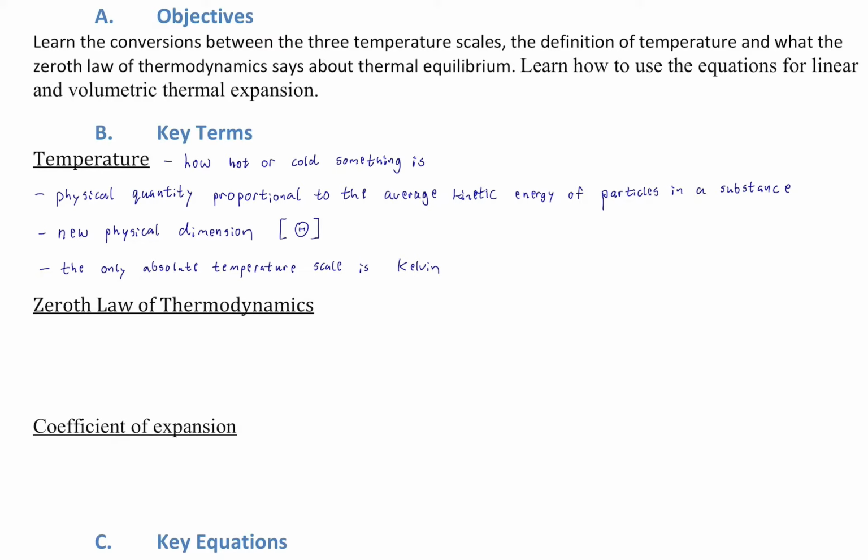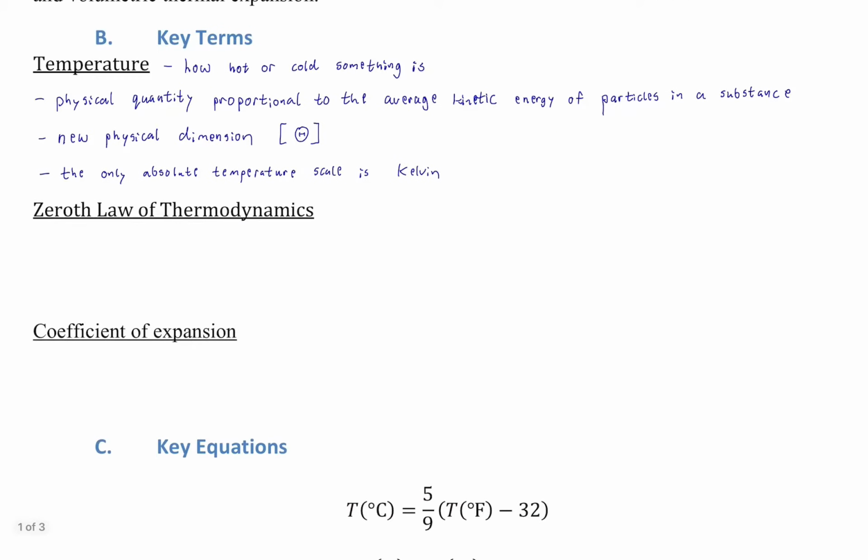The only absolute temperature scale is Kelvin. That's the one we'll be talking about the most, but down in the key formulas, I'll point out the relationships between the other two big temperature scales. So that's temperature. Next up is something called the Zeroth Law of thermodynamics. Now, in a few lectures, you're going to see the first and second laws of thermodynamics, which have more that they can discuss.